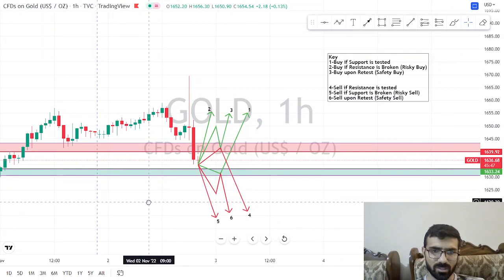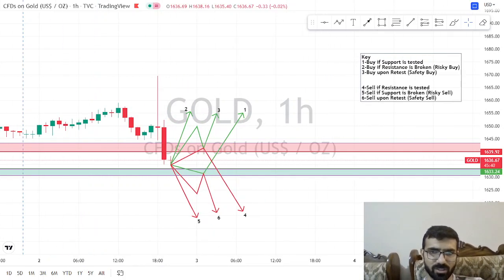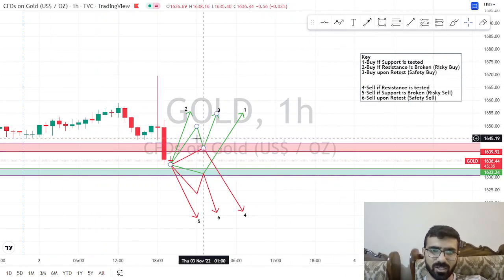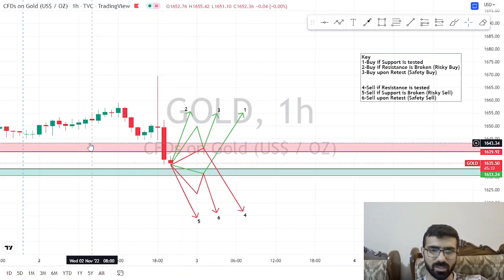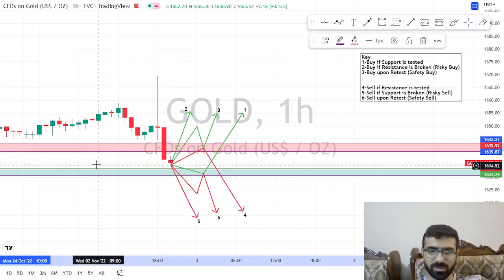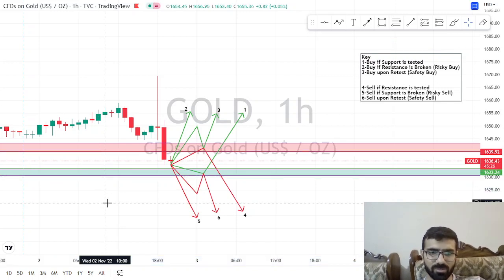So something like this. So I hope that now the picture is quite clear. So just follow this given key and these scenarios, and I hope that you guys will be making good profits tomorrow as well. And meanwhile, just keep an eye out and always remember to do the risk management.